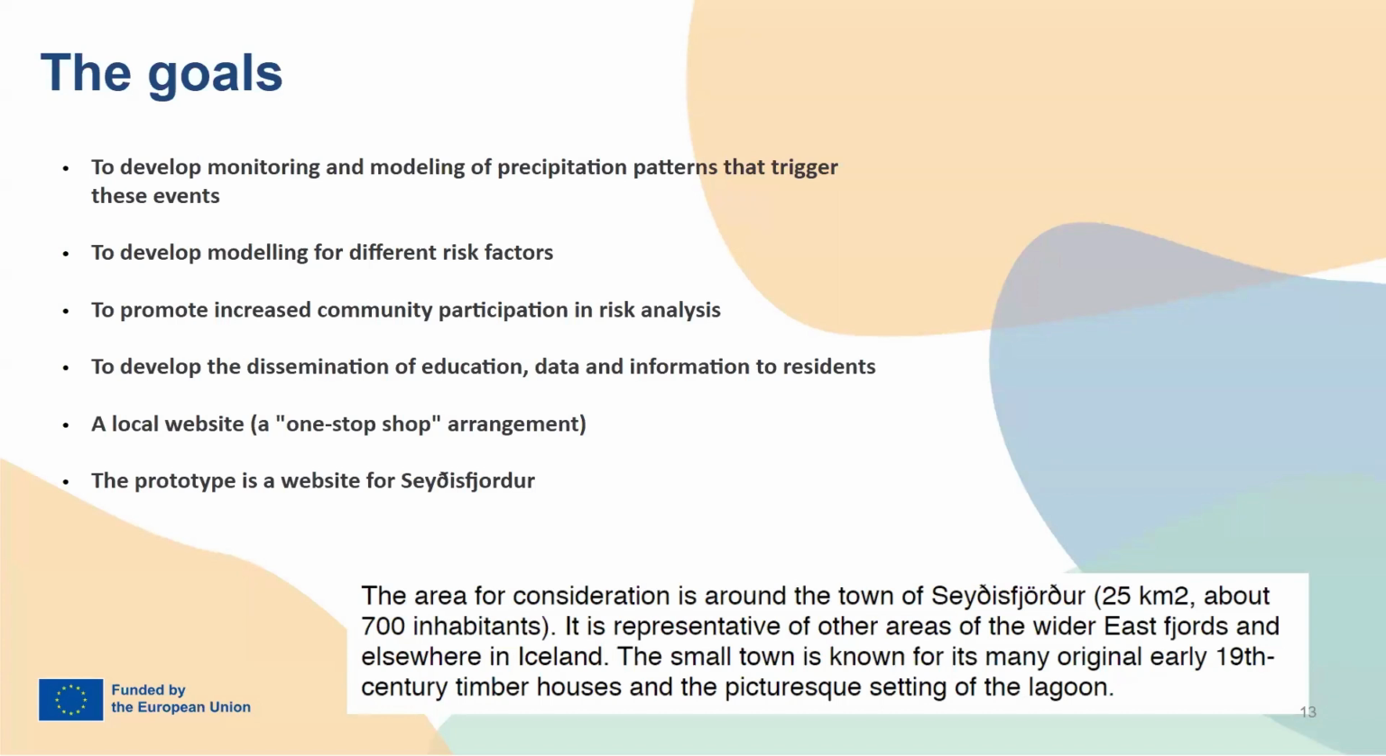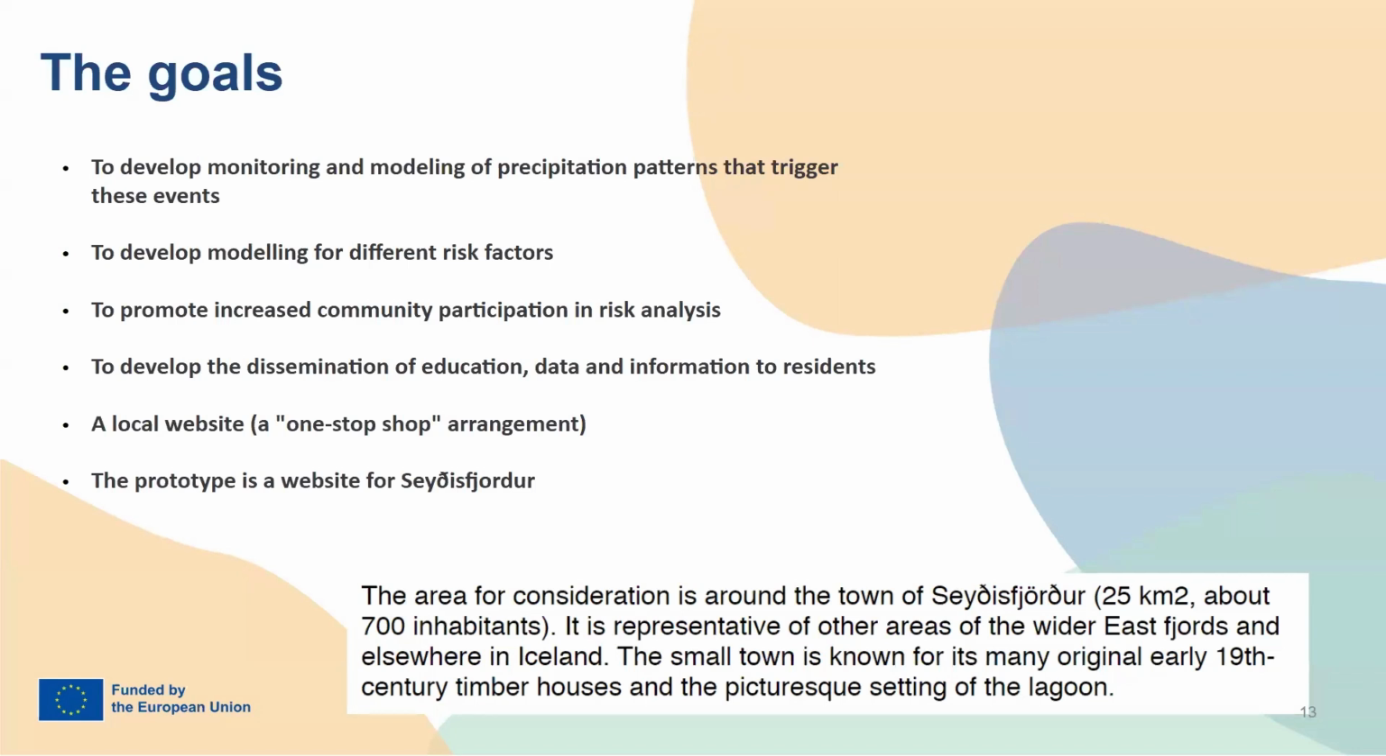So the goals of the project in regards to Seyðisfjörður are to develop monitoring and modeling of precipitation patterns that trigger these events, and to develop modeling for different risk factors. And what we want to do is to increase community participation in order to enhance community resilience. We have a lot of local knowledge, but we also have people that do not have the local knowledge, and they need to receive it by some means.